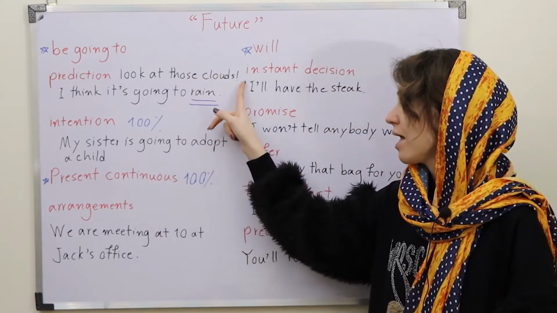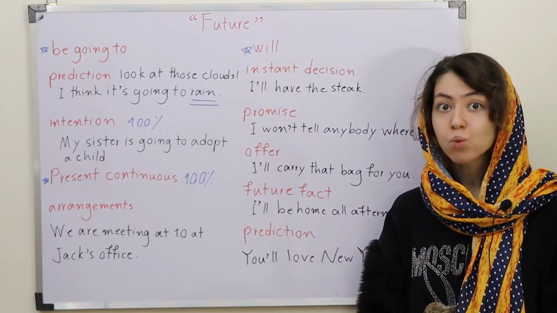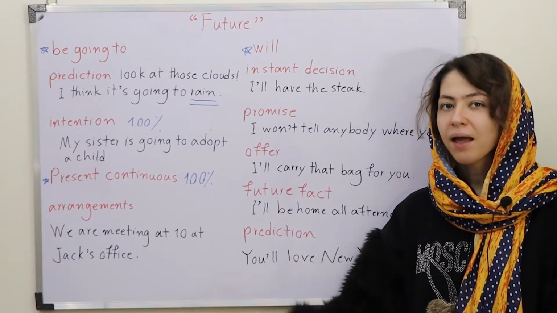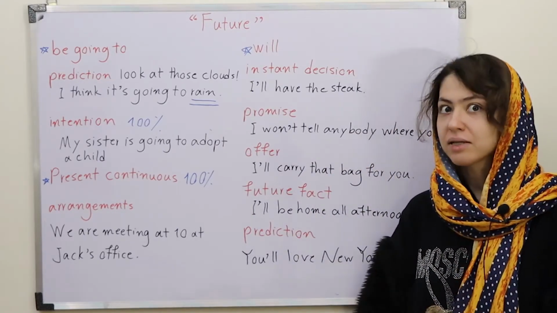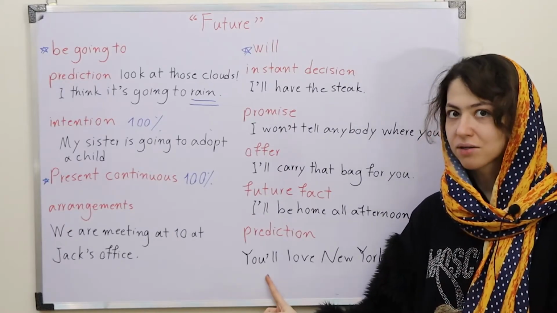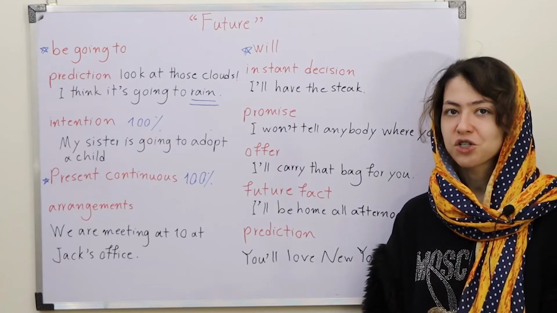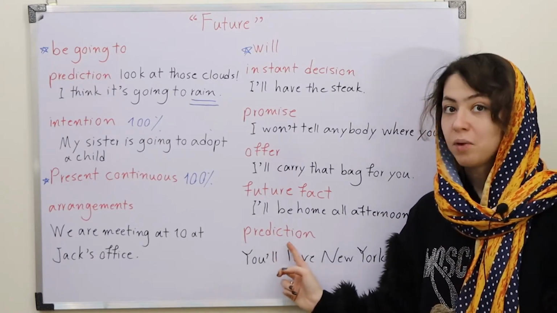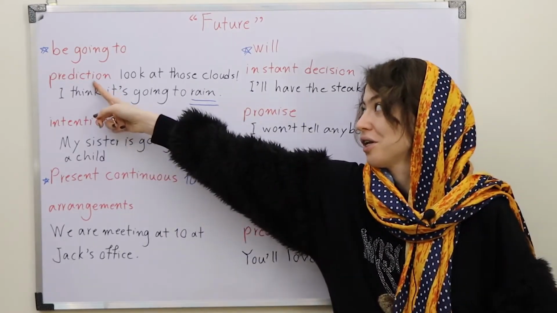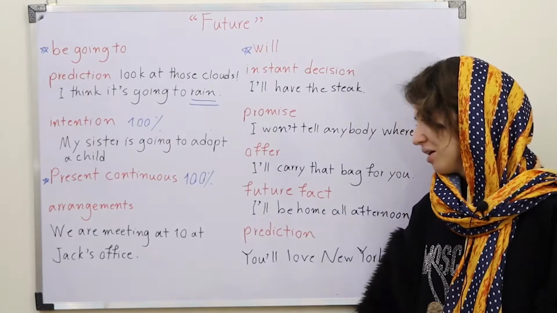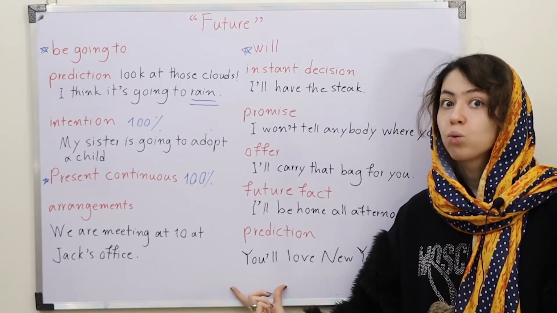Let's go to the next point. Will. We can use will for the future. Let's take a look at one of the usages of them. Let's start from the last part. Prediction. We are going to talk about prediction. You might be familiar with prediction on this board. We have that here, okay? So prediction is like this in will.